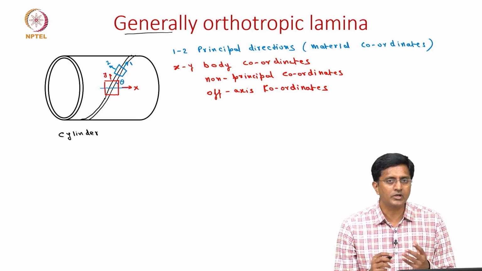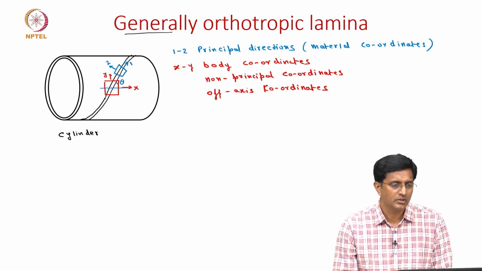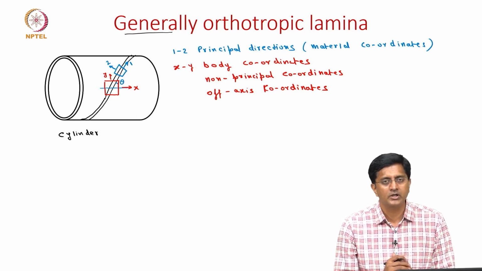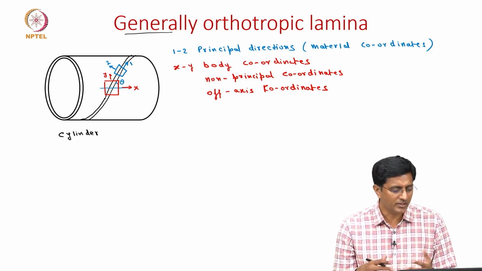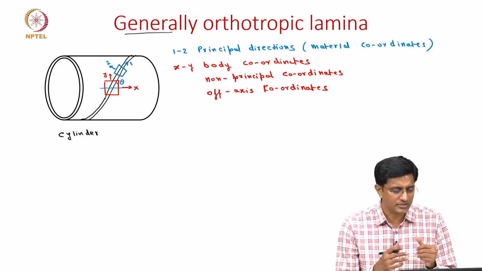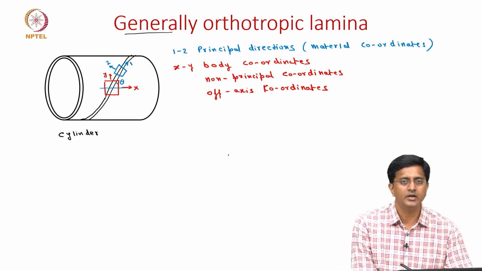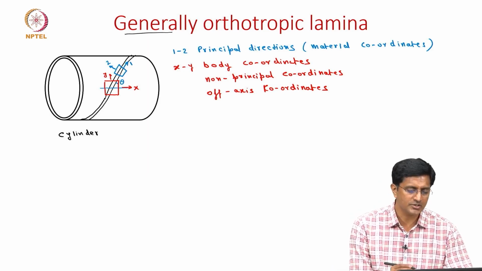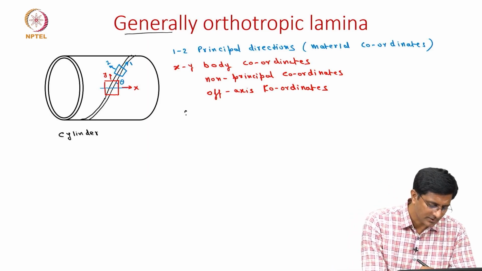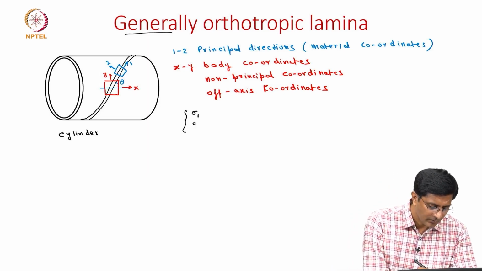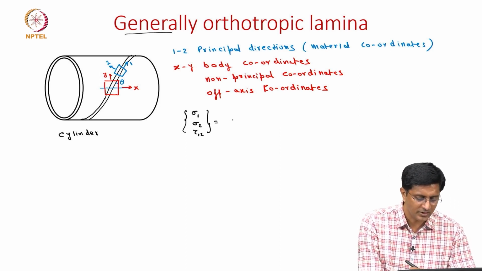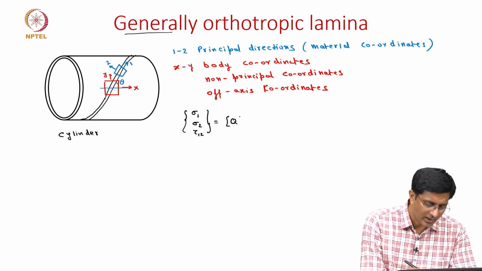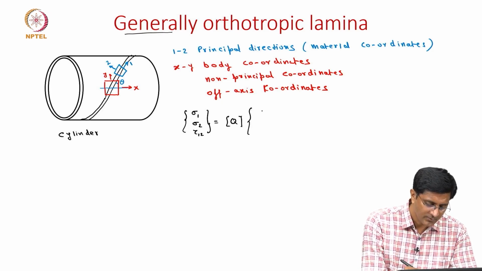So, now let us see what notations we will be using when we talk about the stiffness matrix and the compliance matrix in the new coordinate system, which is the body coordinates. Earlier we have written the stress strain relations in the material coordinates such as sigma 1, sigma 2, tau 1 2. This is written in terms of the Q matrix, which is the laminar stiffness matrix, times epsilon 1, epsilon 2, gamma 1 2.